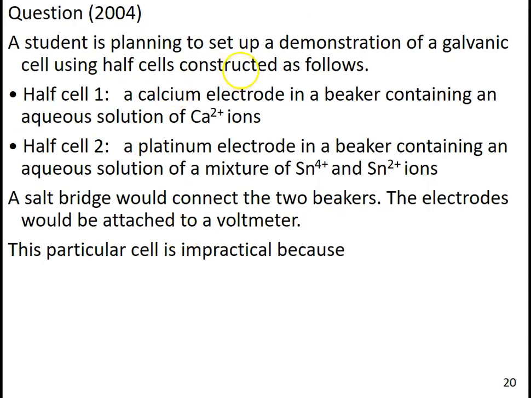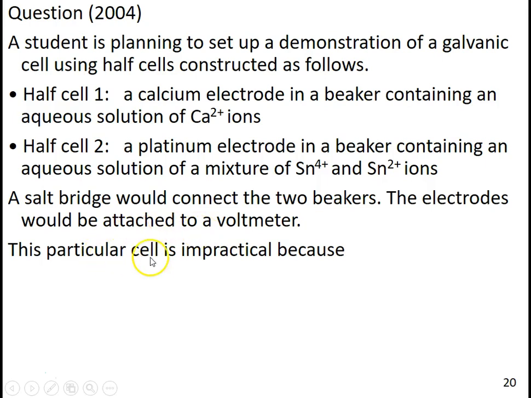Okay, a student is planning to set up a demonstration of an electrochemical cell using half cells constructed as follows. So read the question. Calcium electrode in a beaker containing aqueous solution of calcium ions. A platinum electrode, platinum is inert, doesn't react, in a beaker containing a solution of a mixture of tin ions. And then he's put the salt bridge between. The electrode would be attached to a voltmeter.